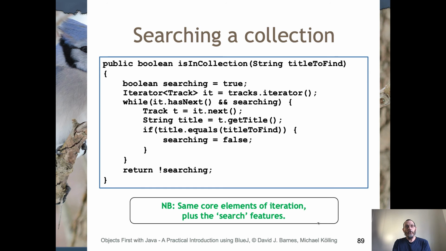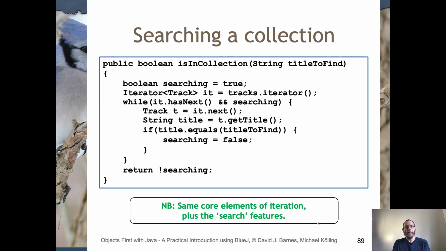Now we have two parts to the condition of the while loop. We only want to continue as long as there's at least one more item in the collection to be considered and we haven't yet found what it is that we're looking for. This method is only interested in knowing whether there's at least one occurrence of the search title in the collection. As long as the condition returns true, once again we ask the iterator for the next item.